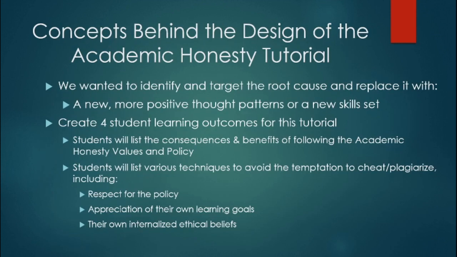Now, these are some of the concepts behind the design of the academic honesty tutorial package. We wanted to identify and target the root cause and replace it with a new, more positive thought pattern or a new skill set. We came up with 4 student learning outcomes for this tutorial package. Students will list the consequences and benefits of following the academic honesty values and policy. Students will list various techniques to avoid the temptation to cheat or plagiarize, including respect for the policy, appreciation of their own learning goals, and their own internalized ethical beliefs.